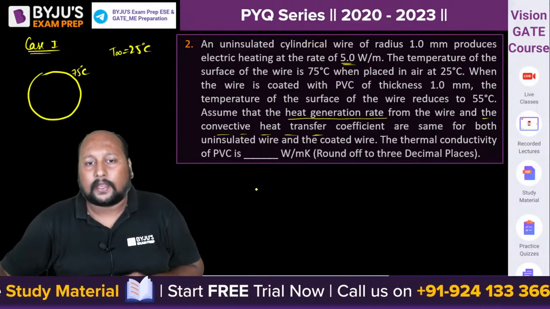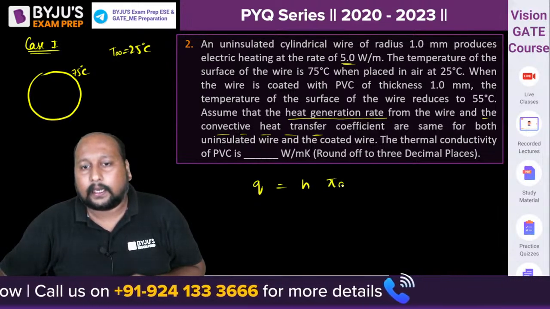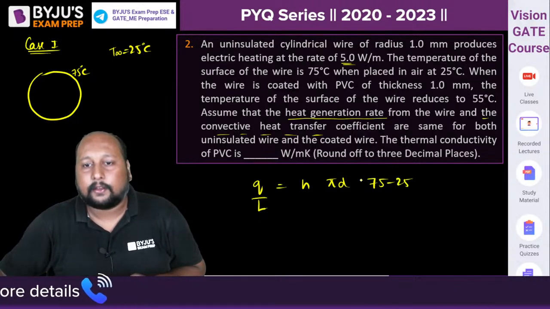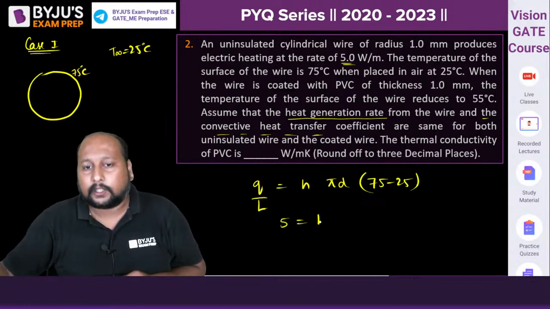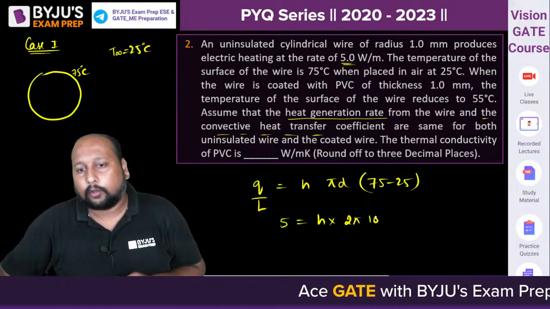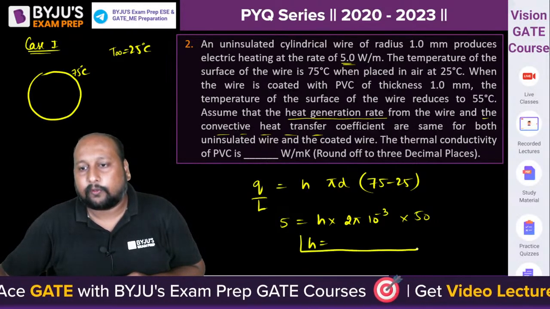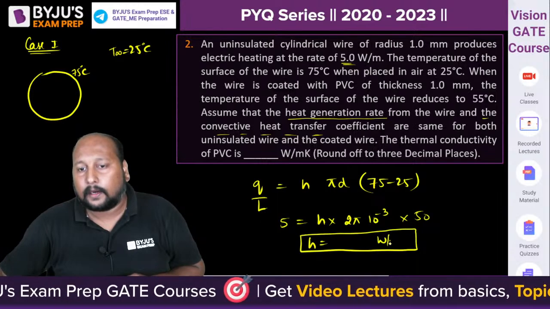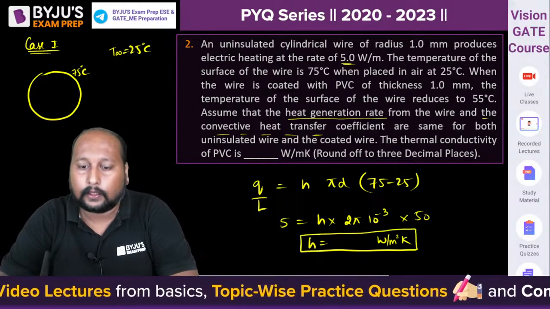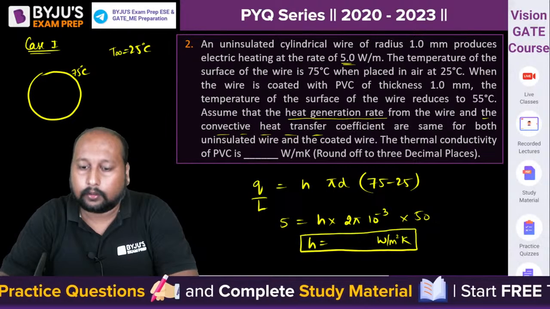So can we say Q is equal to h into pi d into 75 minus 25. This is given as 5. H we can calculate, the diameter is equal to 2 pi r, 2 pi r is 10 to the power minus 3 into 50. So from here, tell me the value of the convective heat transfer coefficient, in watt per meter square Kelvin. 5 divided by 50 into 2 pi into 10 to the power minus 3.